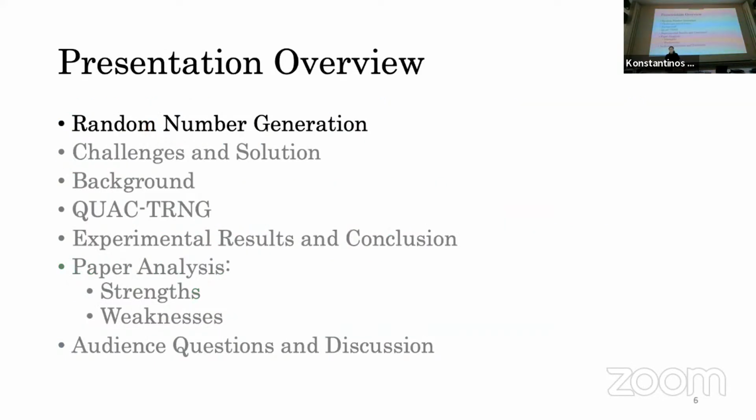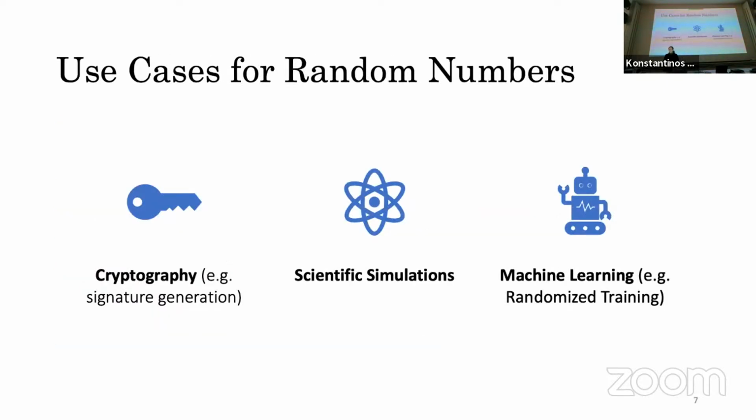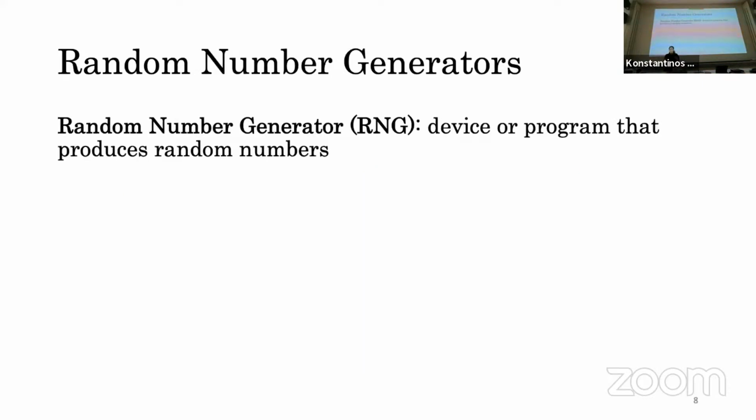Now, before we continue, let me quickly give you some background on true random number generation. As I mentioned before, there are many use cases for random numbers, like cryptography, like signature generation, or in scientific simulations, especially in Monte Carlo methods, or in machine learning, for example, for randomized training. A random number generator is a device or a program that generates random numbers.